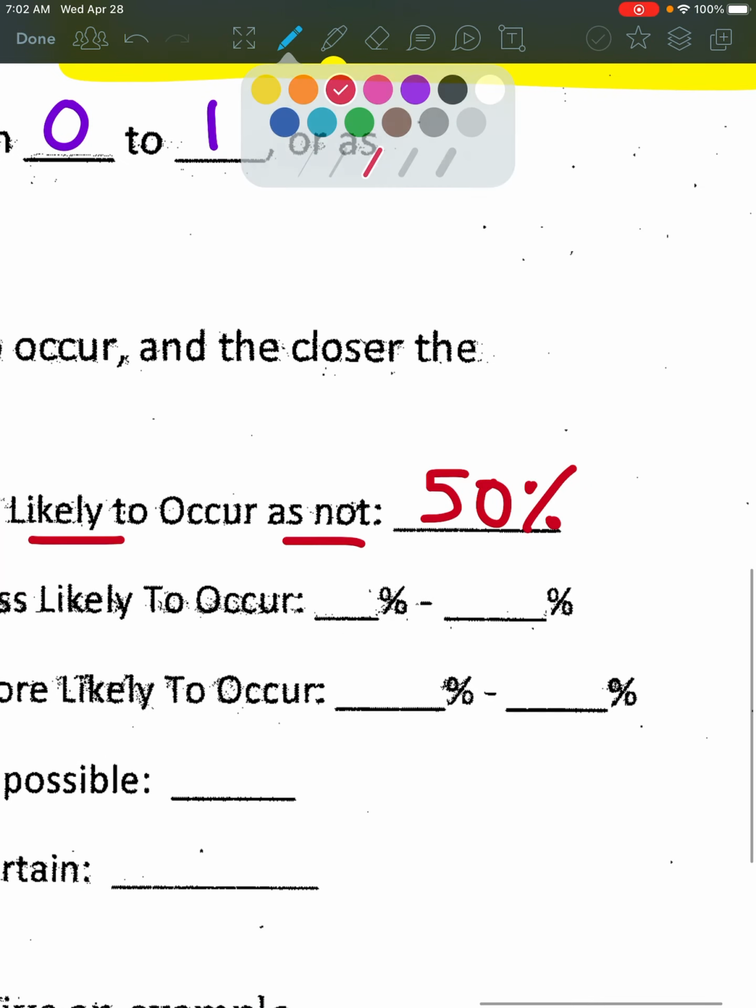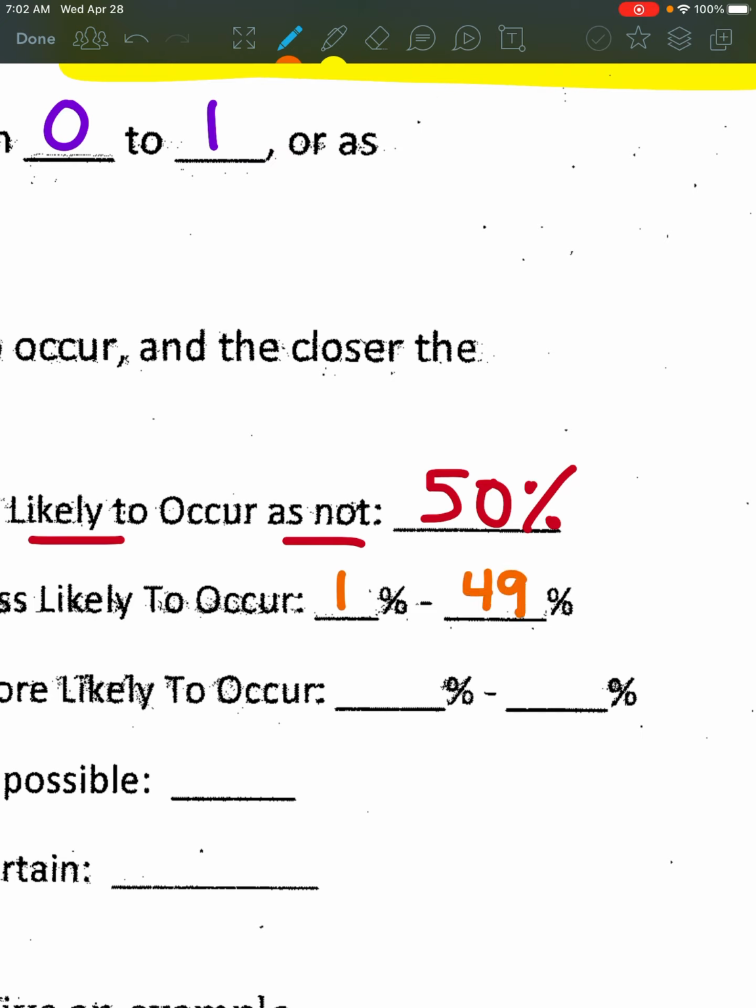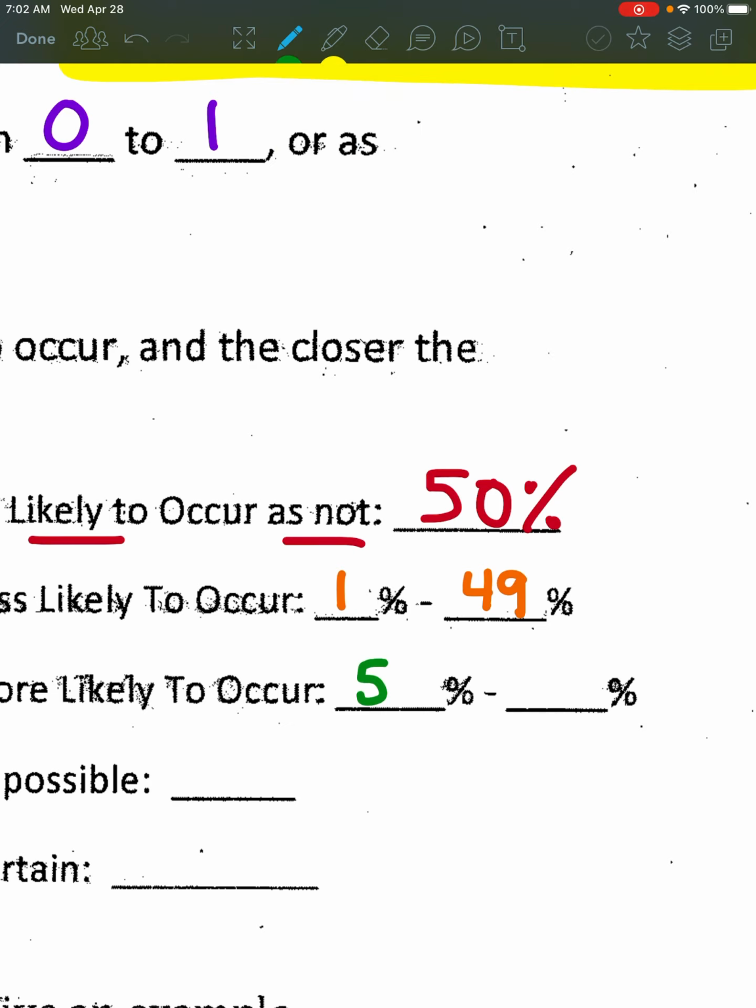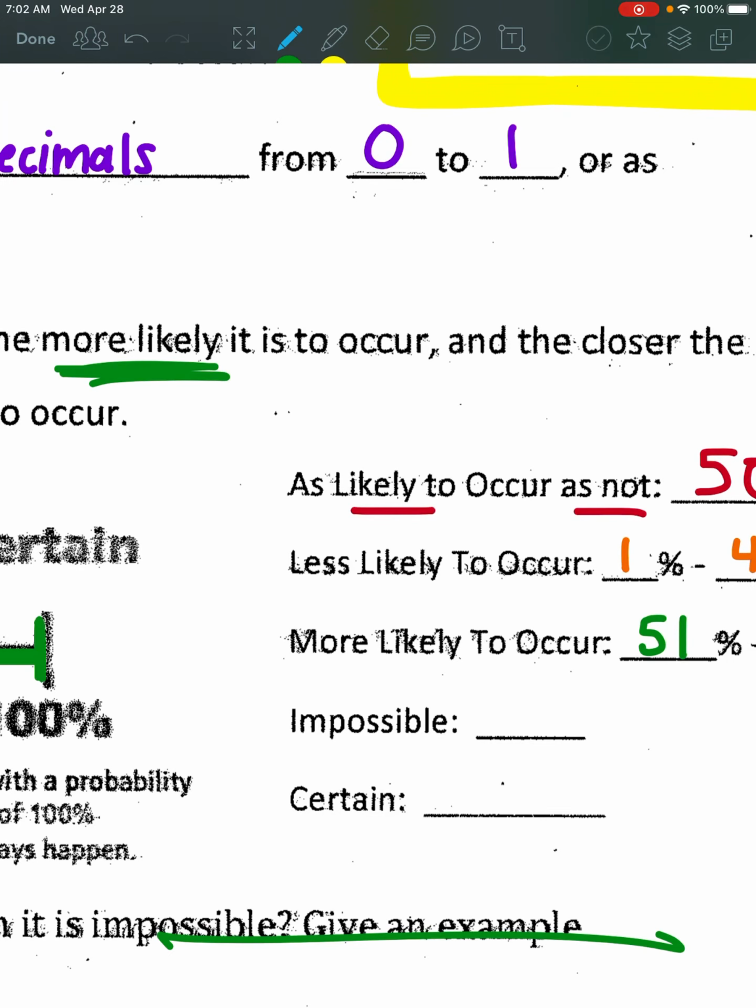Okay, less likely, we talked about that one. So that is from 1 to 49%. More likely, so likeliness would be 51 to 99. And then there's two other words.